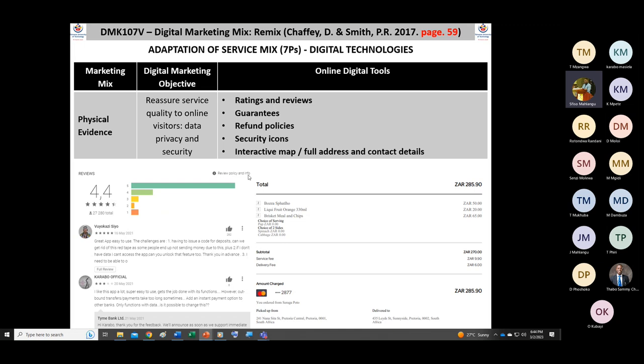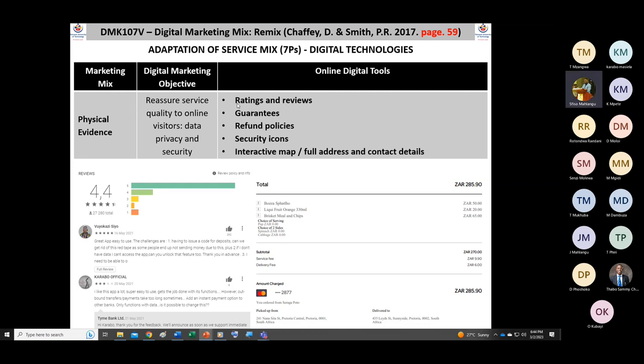Physical evidence, you can see now we give in this slide, they've got more examples of your physical evidence. Our objective is to reassure service quality to online visitors. And this is achieved through data privacy as well as security. Because people, they are skeptical about purchasing online. So how can we reassure that we're going to provide good quality service to them? The reviews work quite a lot.